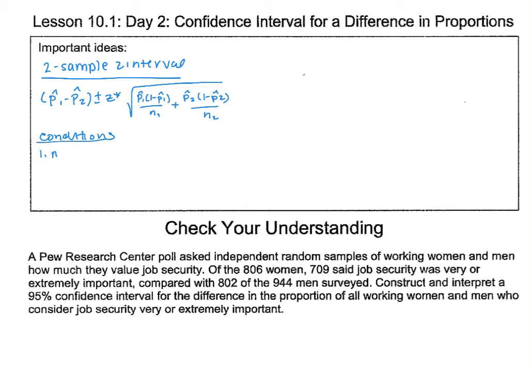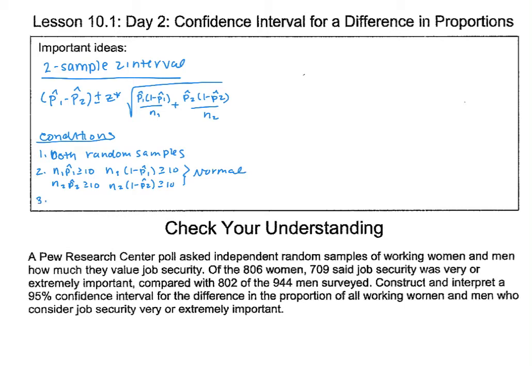The conditions are that it's both random samples. You also have that n1 p hat 1 greater than or equal to 10, n1 times 1 minus p hat 1 greater than or equal to 10, n2 p hat 2 greater than or equal to 10, and n2 times 1 minus p hat 2 greater than or equal to 10. That's the normal condition. And our independent condition: both n1 and n2 are less than or equal to 10% of the population in context.